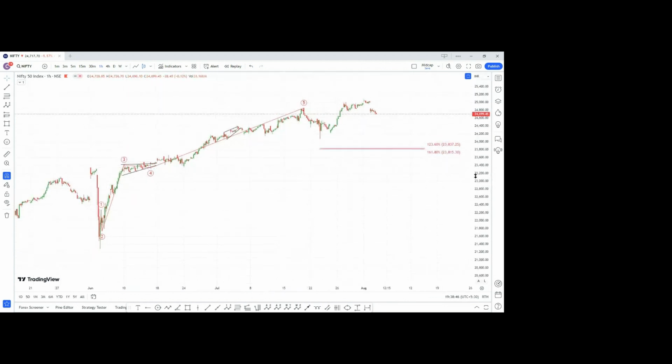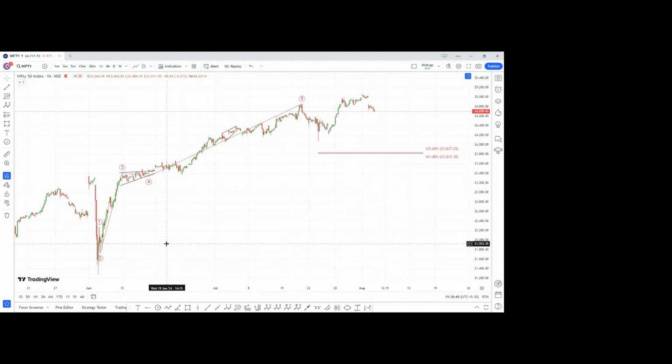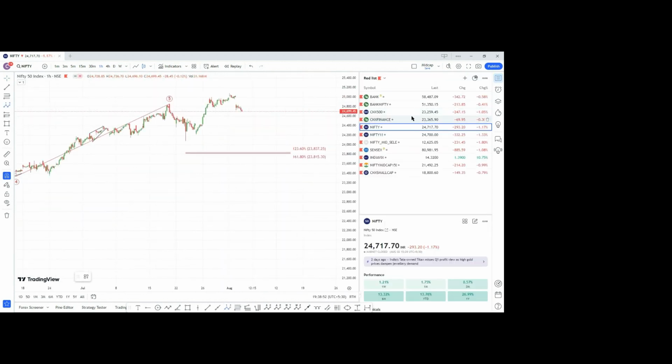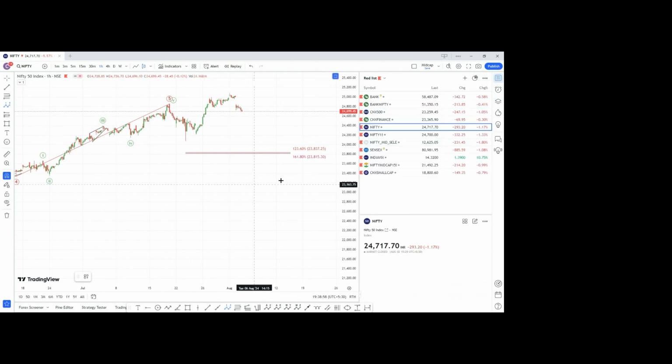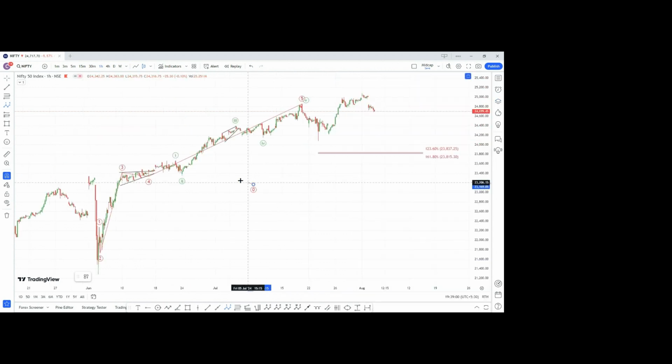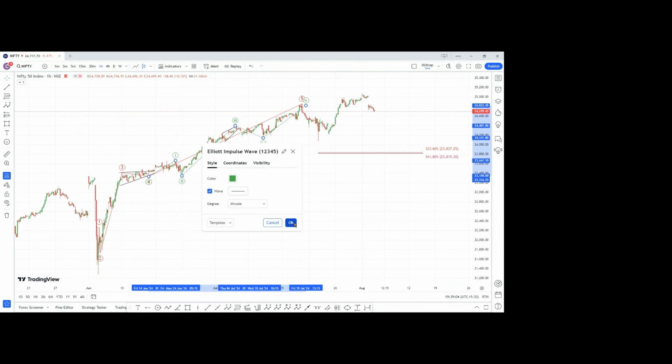Now if we look into this wave 5, do we have five sub waves? Then yes, we do have five sub waves, which I have just now marked. So these are the five sub waves of the fifth wave. This is the fourth.